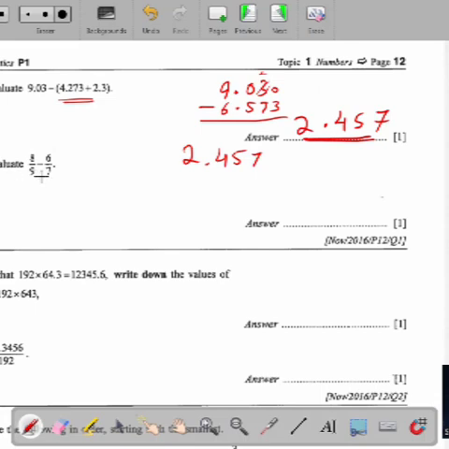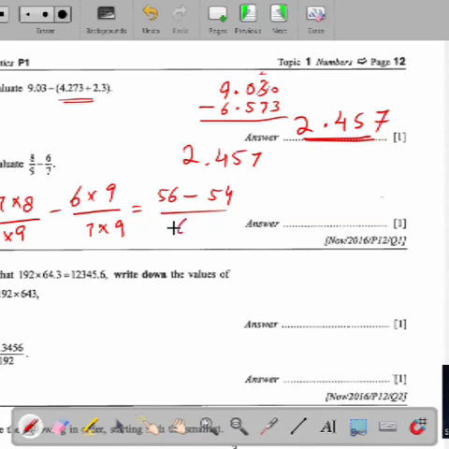Make the denominator the same, means 8 multiply 7 over 9 multiply 7 minus 6 multiply 9 over 7 multiply 9. 7 eights are 56, minus 9 sixes are 54, over 63, and 56 minus 54 is 2 over 63.